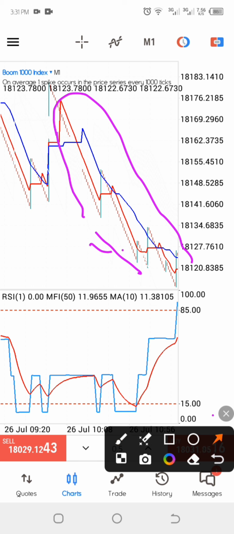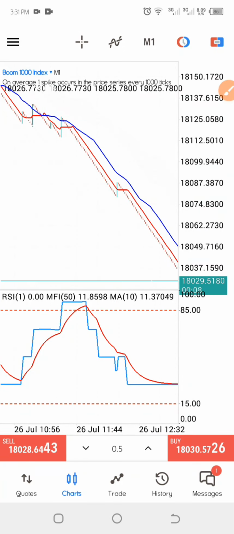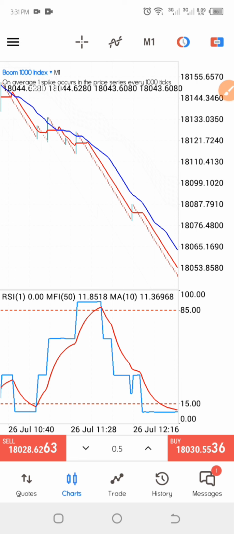Up to here, the price is trending downwards. So when you see that the price is trending downwards, what you want to keep in mind is that you want to follow the trend. Now what is the confirmation you need to see to follow the trend when the price is trending downwards?